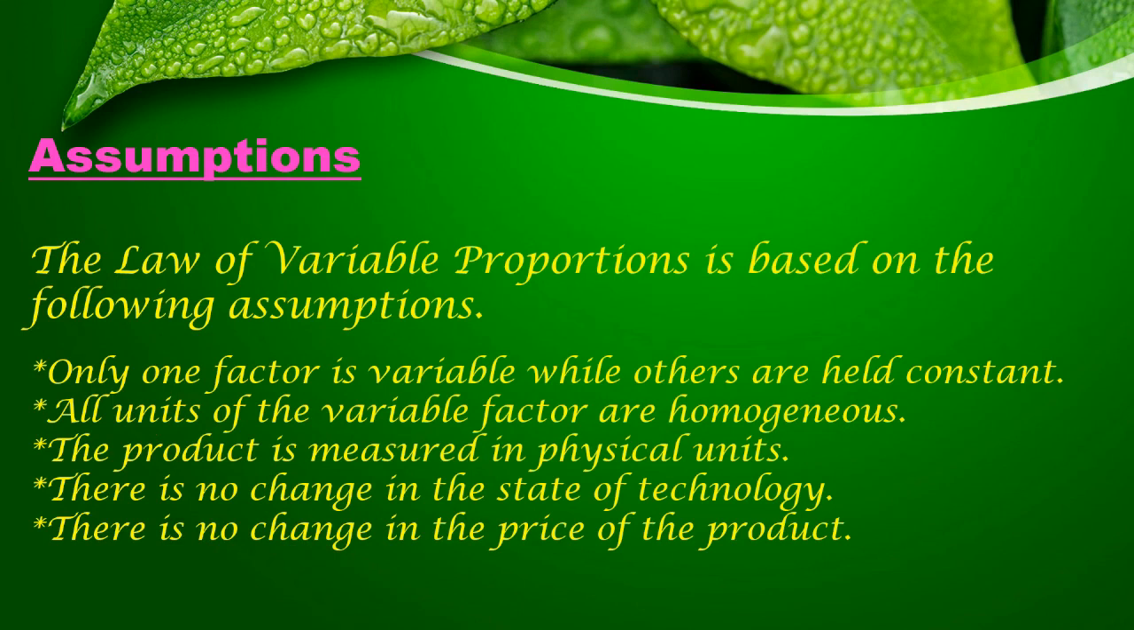There are certain assumptions we have to follow in this theory. Only one factor is variable while others are held constant. The law assumes that the factor proportions are variable. If factors of production are combined in a fixed proportion, the law has no validity.